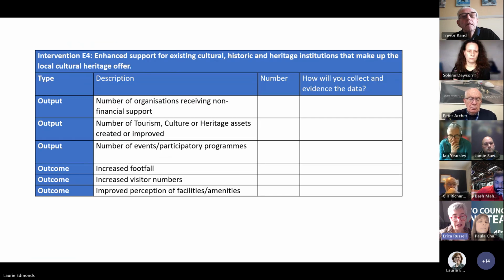If we look at intervention E4, there are 3 outputs and 3 outcomes that you can select from. And again, exactly the same as before, you need to put in numbers and you need to provide the evidence.